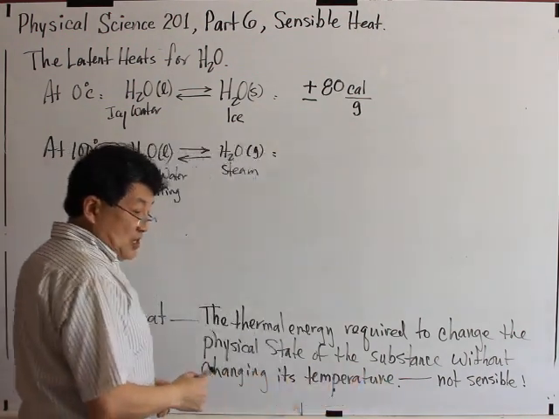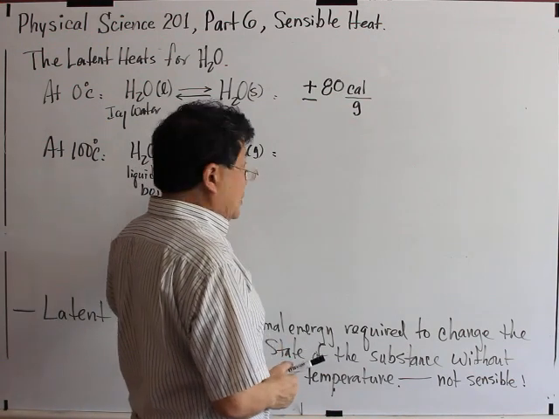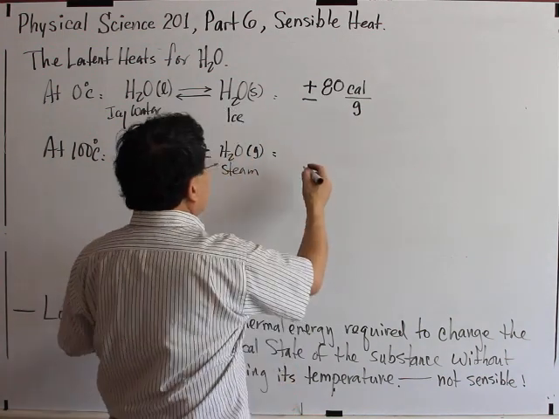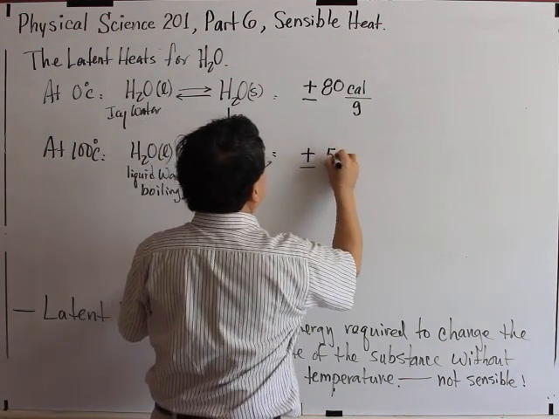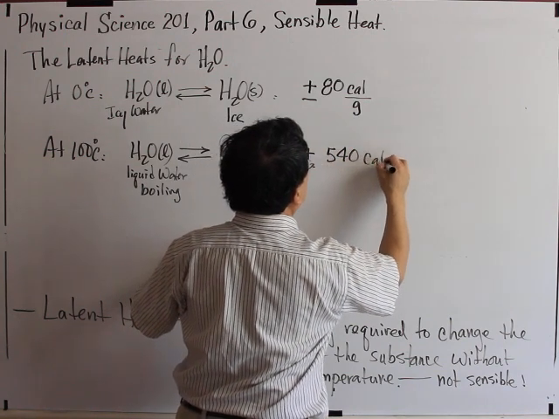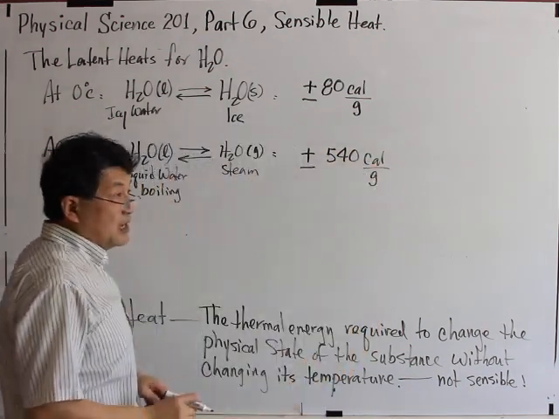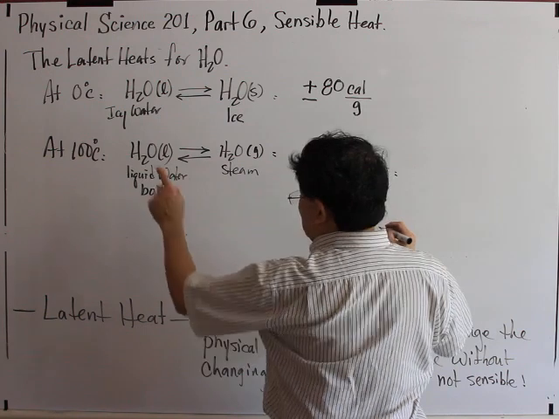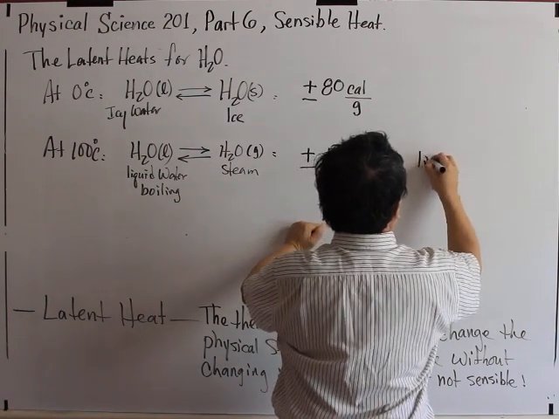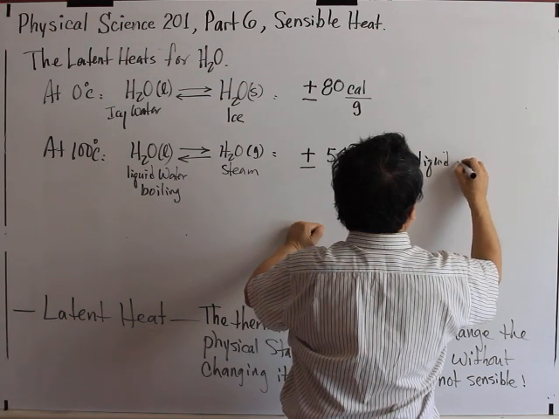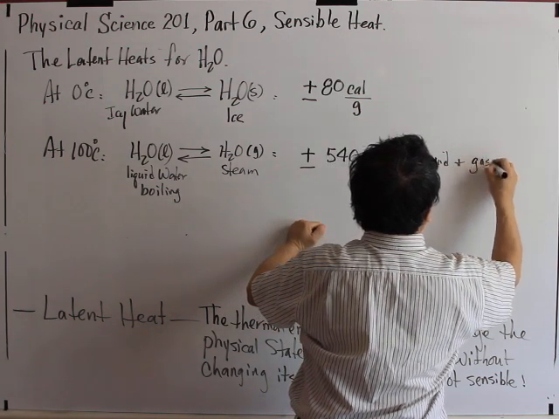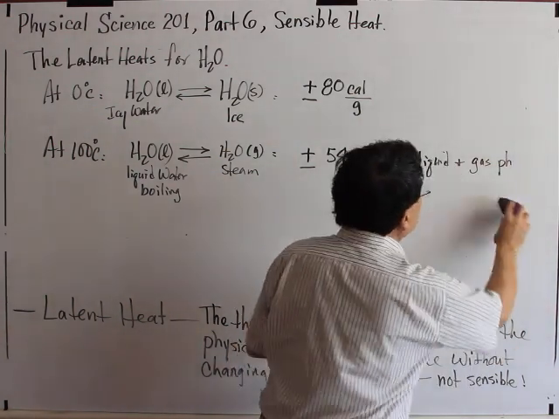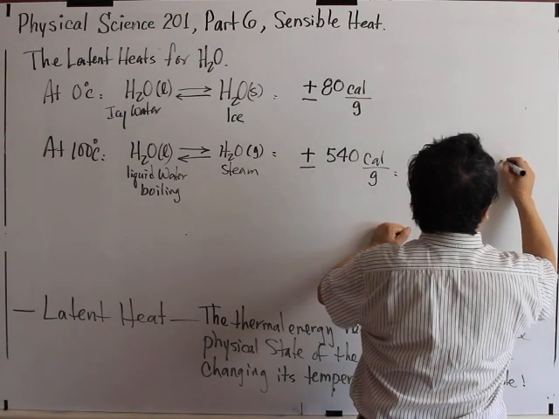The amount of energy involved, the latent heat for this kind of physical state transition, is even bigger than that. It's huge. So it is positive, negative, almost 540 calories per gram. Again, no temperature sign because temperature change is not involved. Now, at this temperature, the liquid and gas phases coexist.